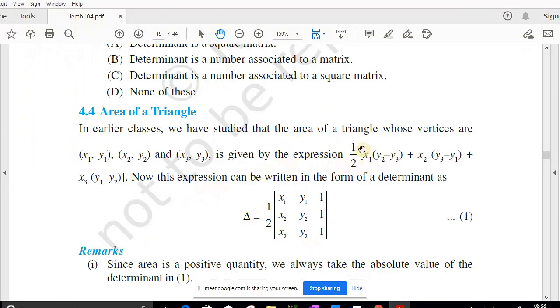So the formula of area of triangle is this. Half of this one, and this one. So this is the area of triangle formula.